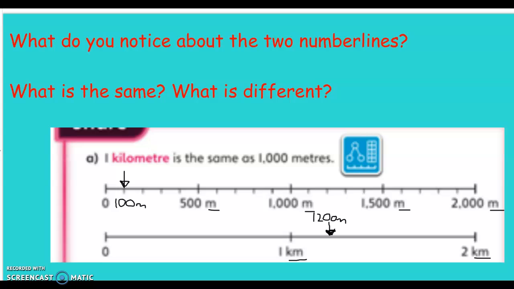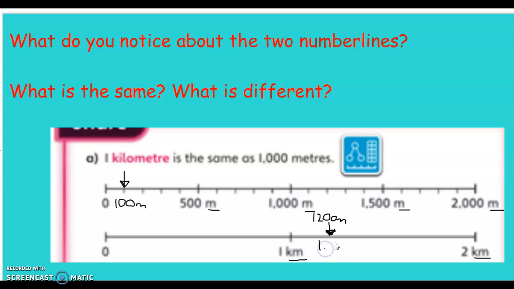And if you'd really like to have a try, how would you write this answer in kilometers? See if you can figure that one out. If you can't, don't worry. If you can, just give it a go. See if you can figure out what 1,200 meters would be.